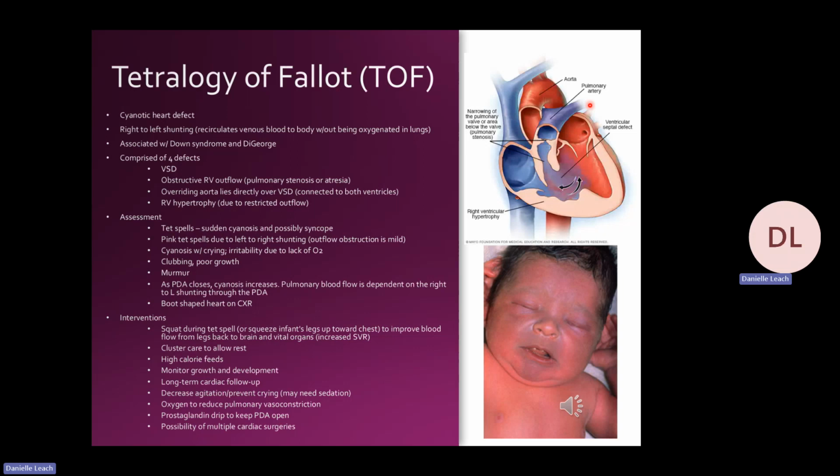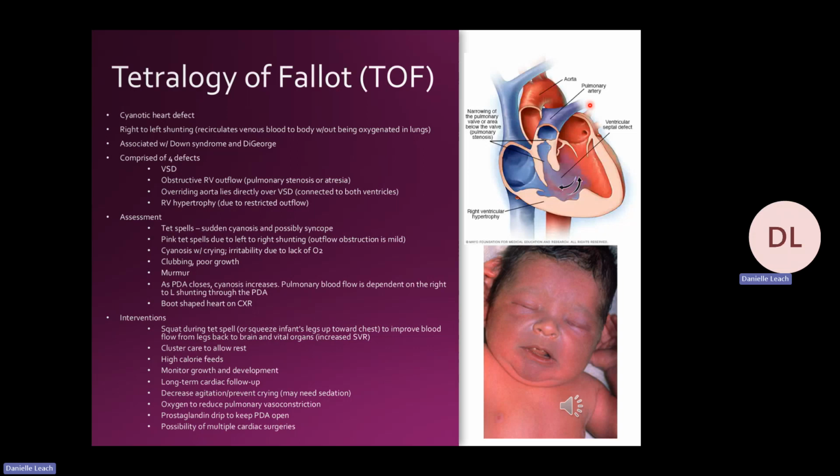Interventions for this disorder: one of the things that we can teach parents to do, or teach older children like toddlers once they walk, is to basically squat during a TET spell. If they are able to walk and stand, it's just them squatting down. If it is an infant and they cannot stand, it's squeezing the infant's legs up towards their chest. This improves blood flow from the legs back up to their brain and vital organs. It increases systemic vascular resistance and helps them overcome the spell.